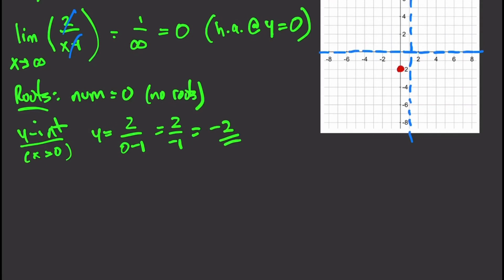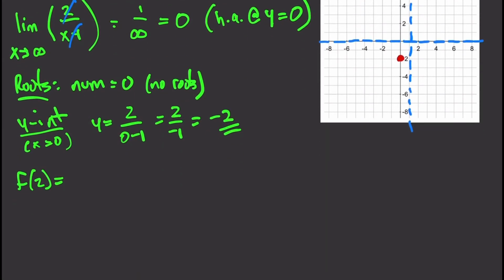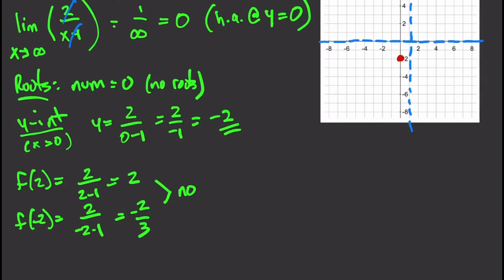But let me just remind you guys how to do this algebraically. I'm going to plug in 2 to my original function. So I come up to my original function, I plug in 2, I get 2 over 2 minus 1, well that's 2. Then I plug in a negative 2. So that's going to be 2 over negative 2 minus 1. Well, that's negative 2/3. So they're not equal. They're not opposites. No symmetry.